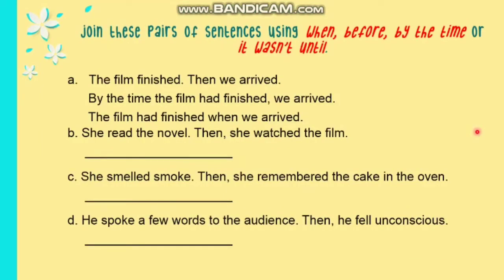Oke, next, so let's join these pairs of sentences using when, before, by the time, or it wasn't until. Jadi ini semua adalah belongs to the time connective or adverb of time. So you can use one of them, bisa digunakan dan mempunyai meaning yang sama, maknanya sama ya. Dan antara when, before, by the time, and it wasn't until. By the time pada saat, when ketika, before sebelum, it wasn't until tidak lama sebelum.